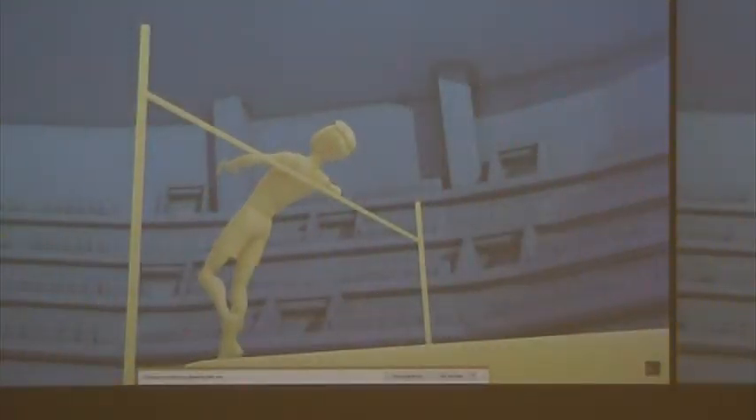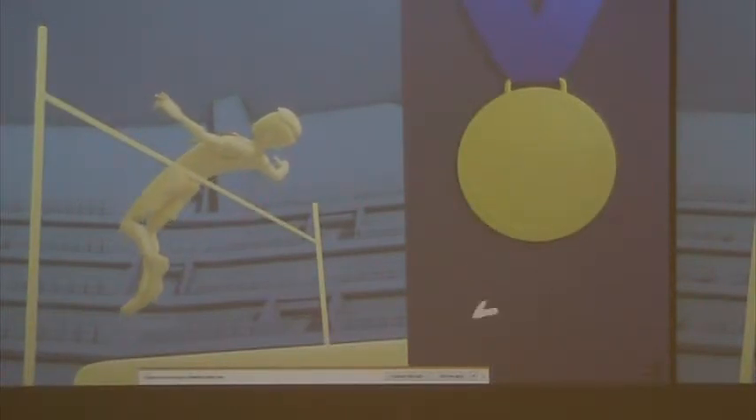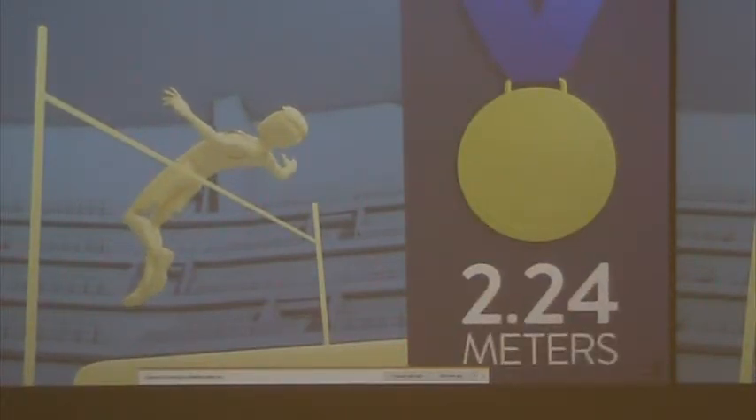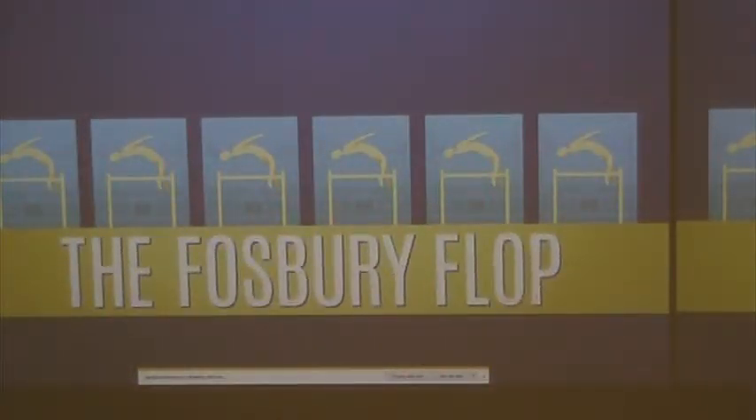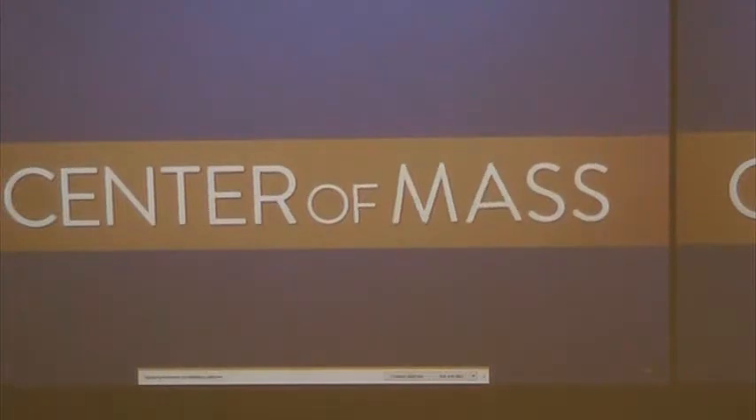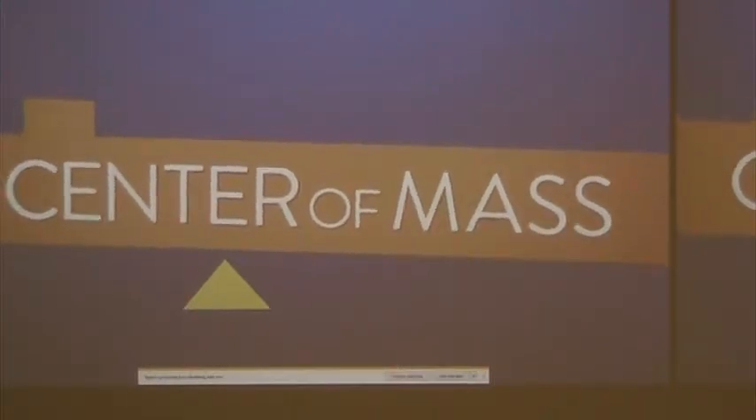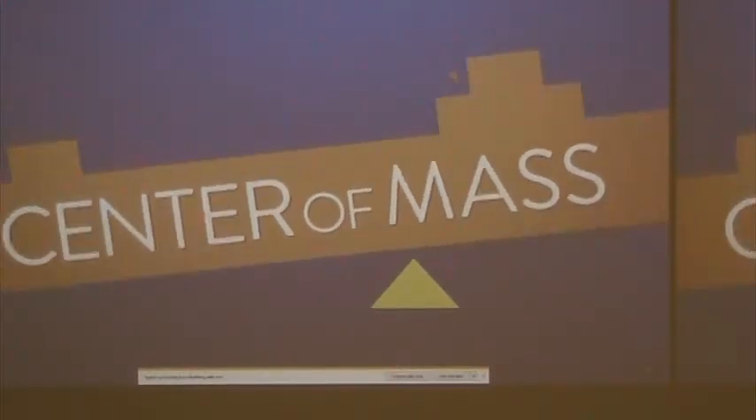In the Olympic Games, Fosbury amazed the world with his new technique, winning a gold medal with an Olympic record leap of 2.24 meters. By the next Olympic Games, almost all competing high jumpers had adopted what came to be known as the Fosbury flop. What's the secret behind the technique? It lies in a physics concept called the center of mass. For every object, we can locate the average position of all of its mass by taking into account how the mass is spread around the object.